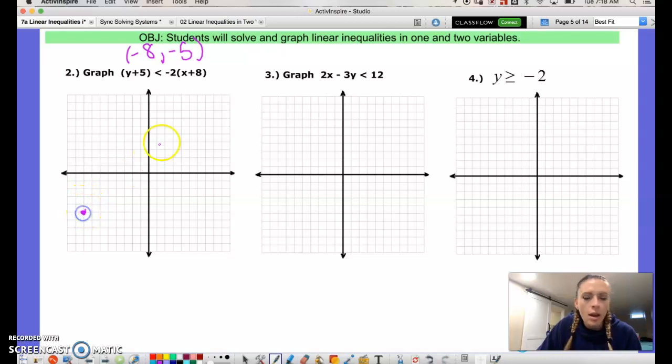And then we're going to go down 2 over 1, down 2 over 1, at least 3 points. And then we've got less than. So this is actually a dashed line.